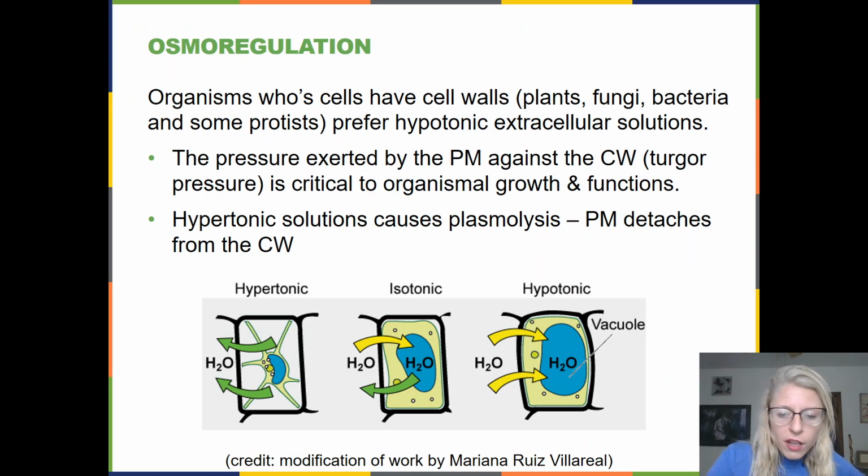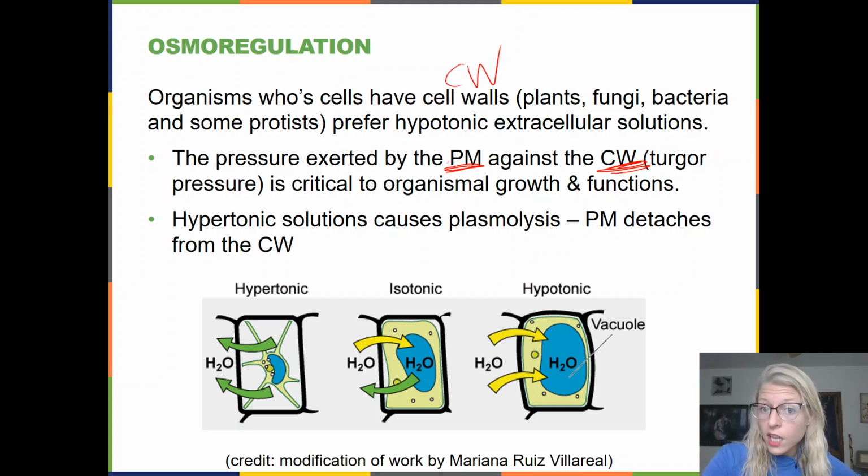A really good example of this is plant cells, because the cells themselves will actually pull away from the cell walls depending on the tonicity of the solution and the turgor pressure inside of the plant. So PM means plasma membrane, CW means cell wall. Okay, so cell wall, CW.